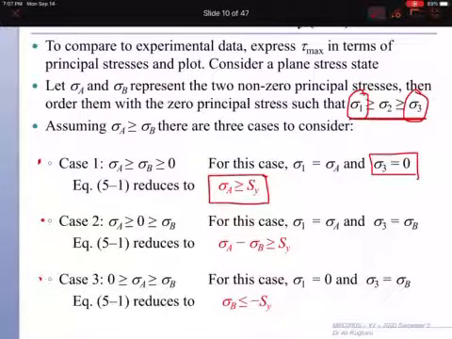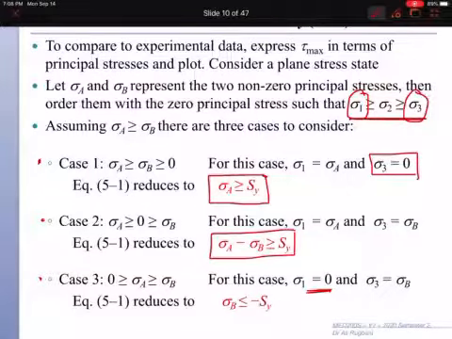The same thing can be done for case 2 and case 3. In case 2, we have positive and negative values. So sigma 2 in this case is 0. Sigma 1 will be the positive, sigma 3 will be the negative value, and then this is your formula. Case 3, two negative values, so sigma 1 is 0, because now 0 is larger than the two negative stresses, and then you use sigma 3 only. You don't use sigma 1.